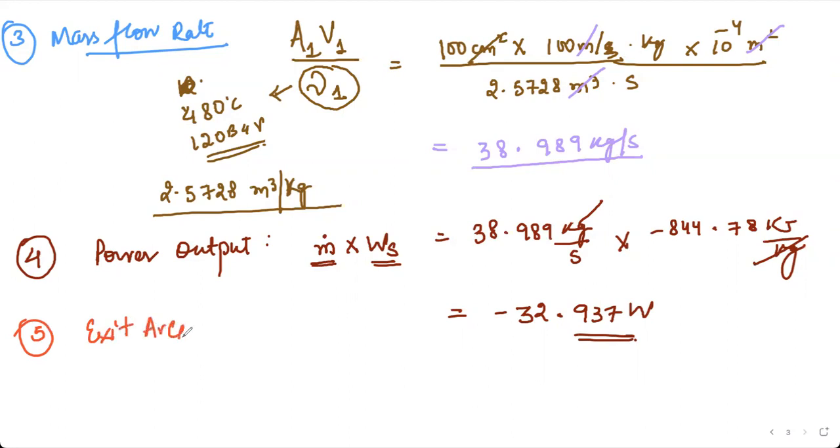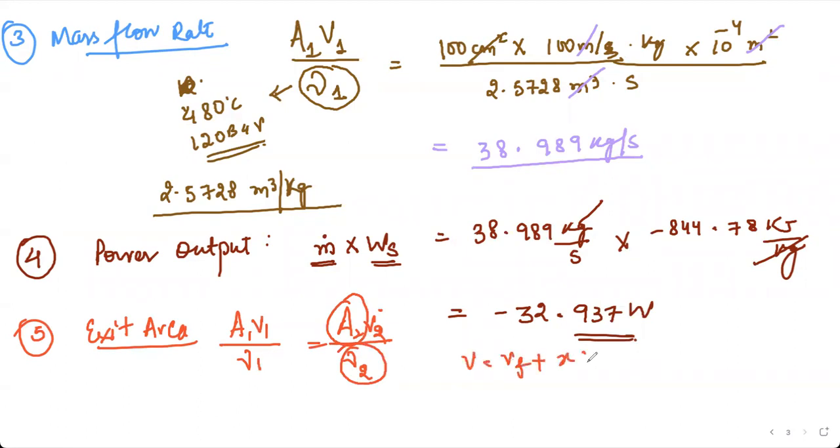The last part of the question is where we have to find out the exit area. What is the exit area of the steam turbine? For the exit area, we take A1 V1 upon specific volume 1 is equal to A2 V2 upon specific volume 2. So we need to calculate the exit area, and we also need to calculate the specific volume. The specific volume will be given by Vf plus x times Vfg. These values we will calculate at 1 bar. The specific volume we get is 1.5245.